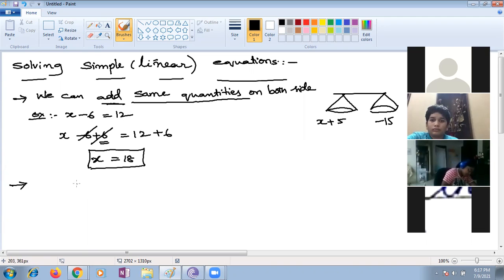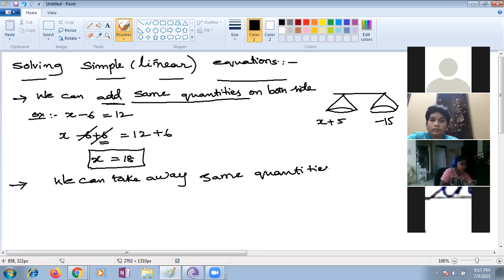We can take away the same quantities from both sides too. We can take away the same quantities on both sides, so that you can solve your simple equation. Suppose, let me go with one example here. Example: x plus 12 is 32.